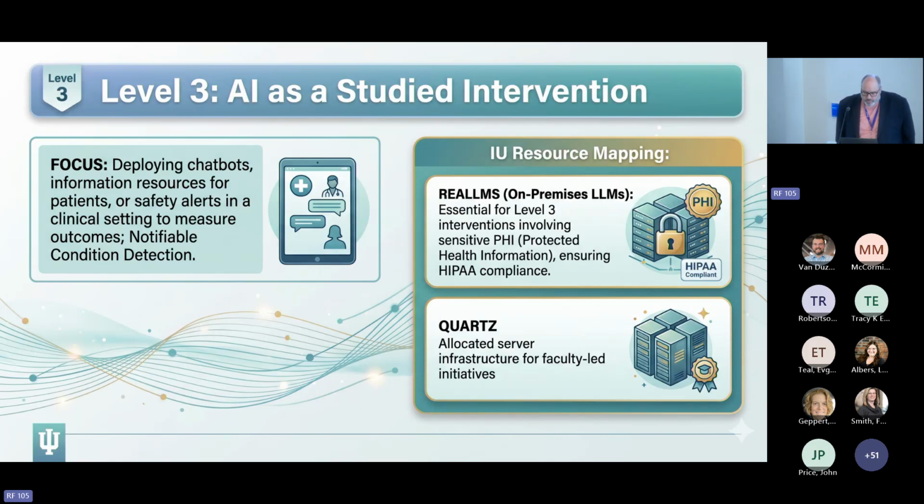Oh, you know what? I think Realms is PHI certified. Right, yeah, so just to be clear, Big Red is not HIPAA certified. Realms is. So you have access to large language models through an API with IU. And then on Quartz, again, you have allocated server infrastructure for faculty lab initiatives.